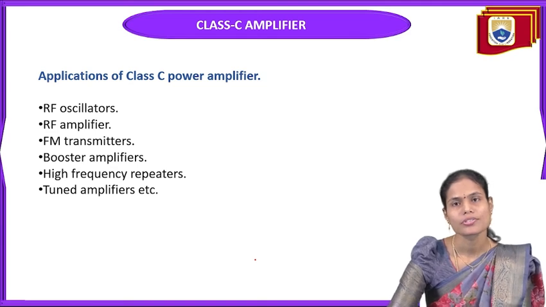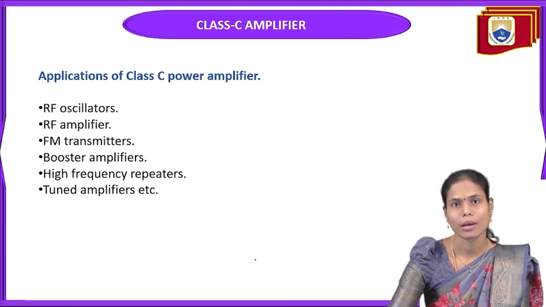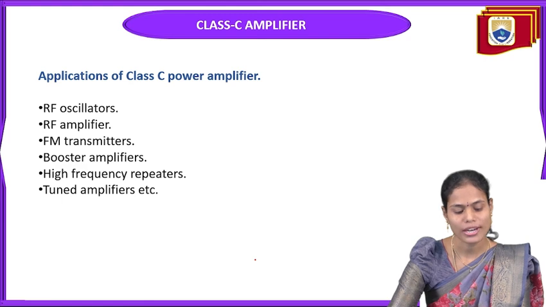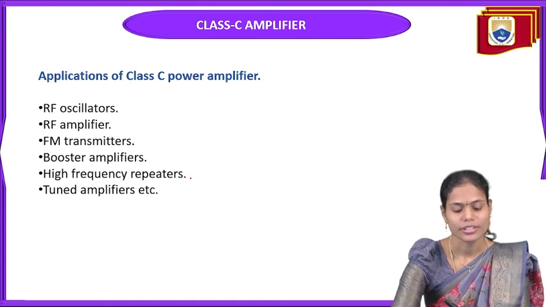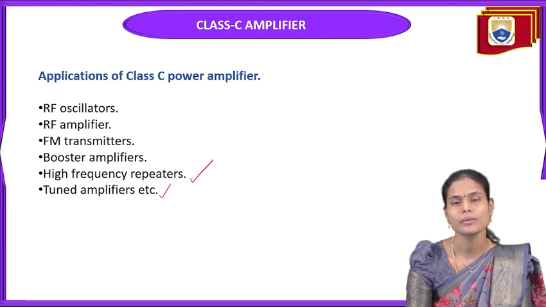Well, coming to the applications of the Class C power amplifier, we can utilize it for RF oscillators in order to generate waveforms, in RF amplifiers in order to amplify signals, in frequency modulation transmitters in order to send signals, in booster amplifiers in order to improve efficiency as well as amplification, in frequency repeater circuits, and in tuned amplifiers.